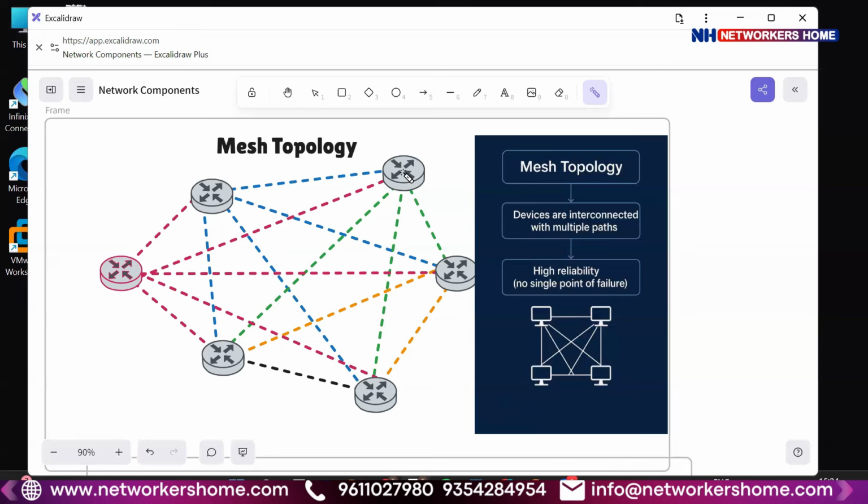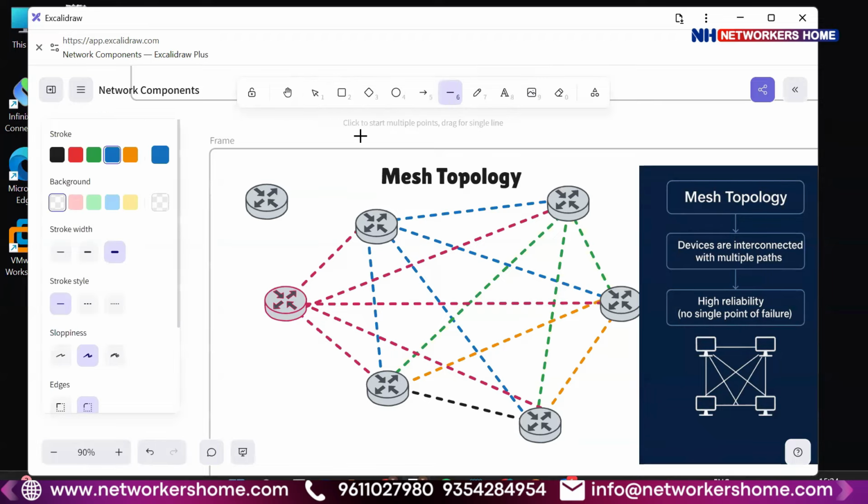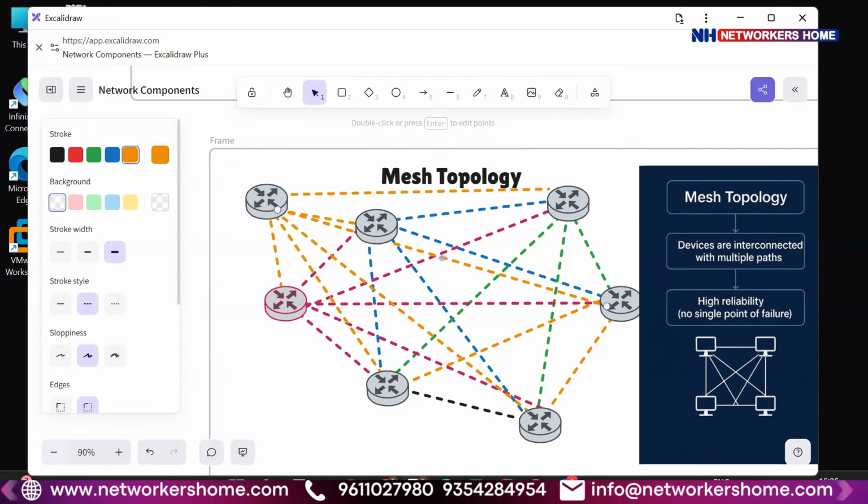What is the disadvantage we have? It is more complex. Correct? Can you see? For example, now I'm going to add one more router. Okay, I have added one more router. Now this router has to be connected with each and every other device, so I will connect it like this. Look how clumsy it has become. More complex it has become, just by adding one more router.